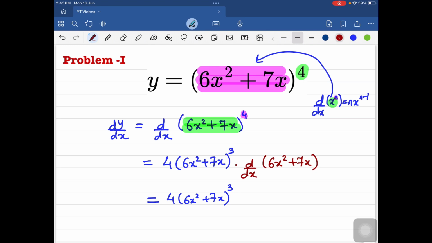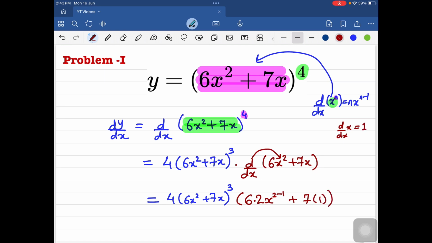Now what is d/dx of 6x squared? 6 is a constant in multiplication, so I am writing it like that. And what is d/dx of x squared? Again the x to the power n formula, so this will be 2 into x to the power 2 minus 1. And 7 is a constant. And what is d/dx of x? It is nothing but 1. So in place of this I am putting 1.